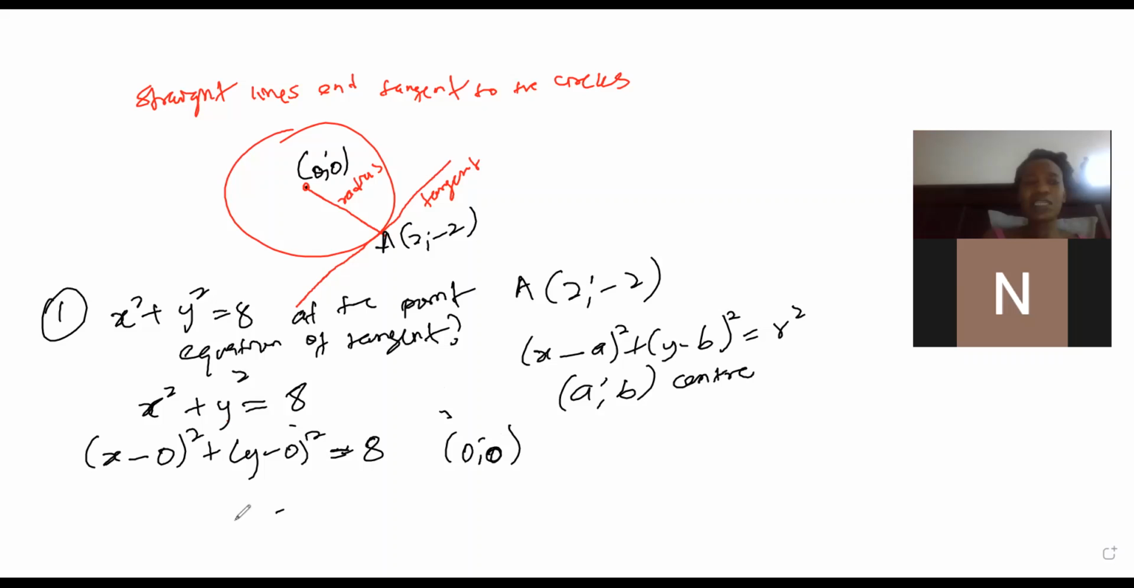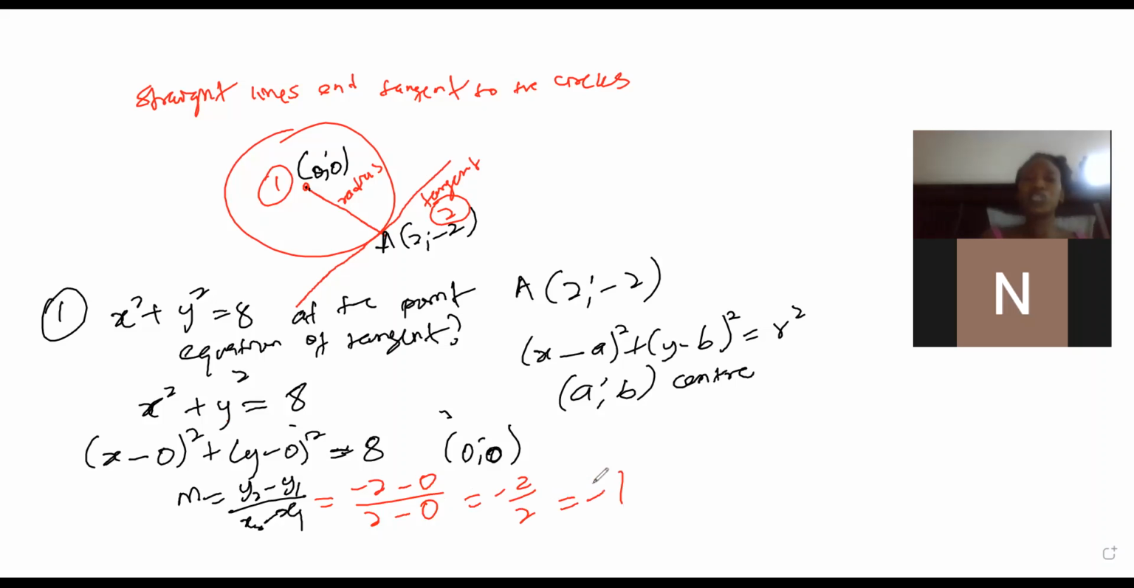So now the first step when you need to determine the gradient of a tangent is to first find the gradient of the radius. So let's find the gradient of the radius. So m is the change in y, y2 minus y1, over x2 minus x1. So let's take this as 1 and this as 2. So we're going to have y2 is -2 minus y1 is 0, x2 is 2, x1 is 0. So our gradient is -2 over 2, which is -1. So that's the gradient for the radius.